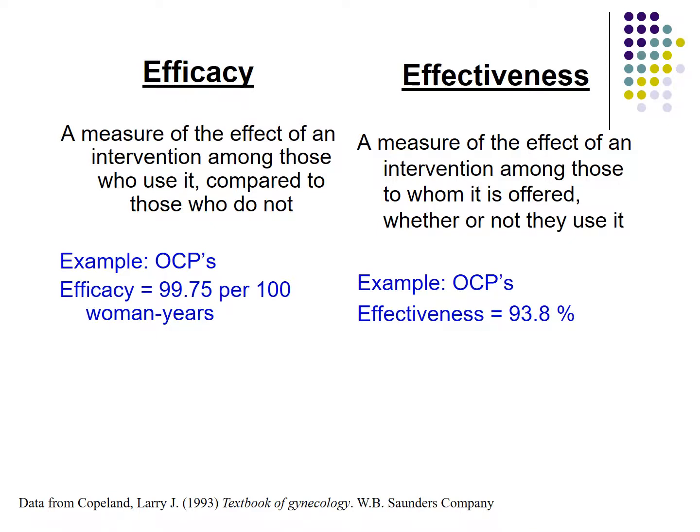Some of them are going to forget to take the pill, some are not going to want to take it all the time, and so forth. So the effectiveness is what actually happens in the community, and with oral contraceptives, at least by one source, it's 93.8%. So you can see how there's a fair difference in how well it works, depending on whether the situation is highly controlled or not.